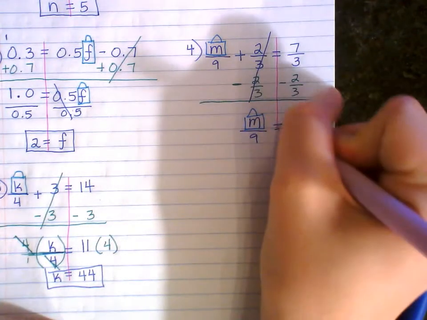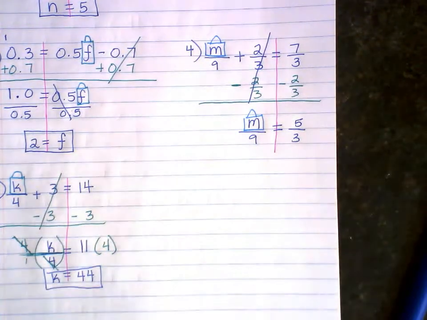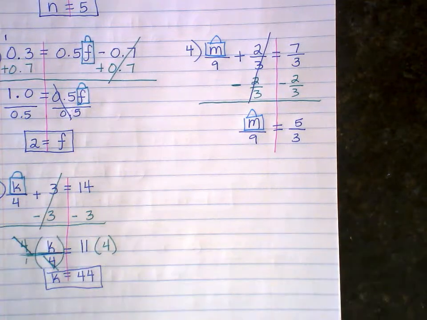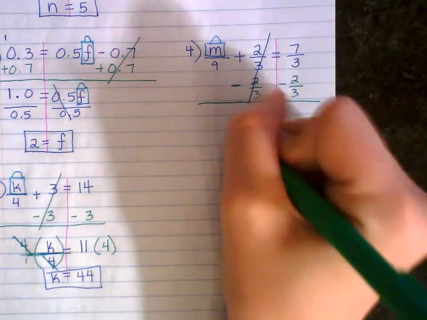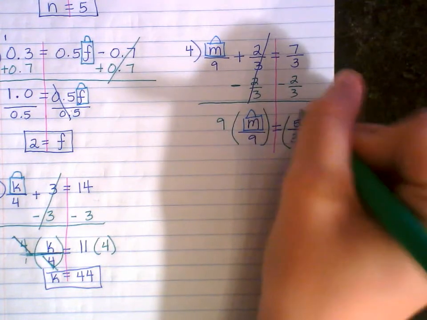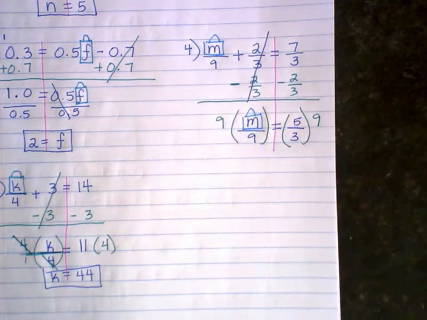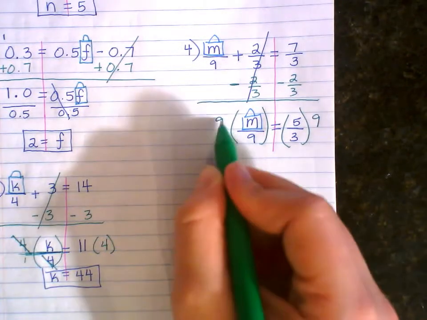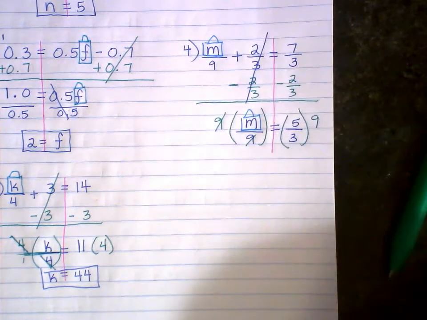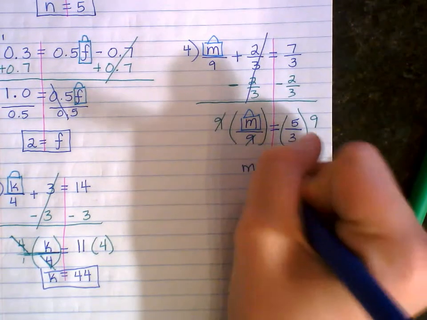Okay, so now what are we going to do? How are we going to get that m by itself? Well, that m is being divided by 9, so how are we going to undo that division? How do you undo division? What's the opposite of division? Multiplication. So multiply by 9, multiply by 9. Okay? That 9 in the numerator and 9 in the denominator cancel out. That just leaves us with an m.